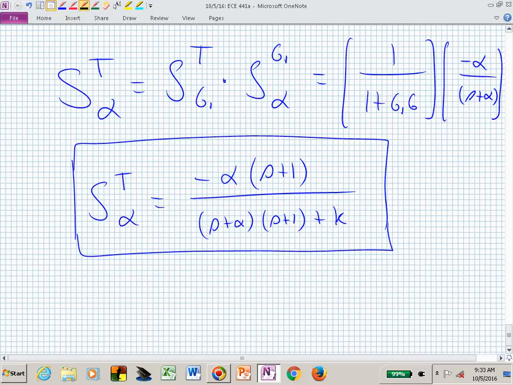But at high frequencies, where is this going? Where's this sensitivity expression going at high frequencies? Is it proper? Is it improper? Is it strictly proper as a transfer function? What's the order of the numerator? 1. What's the order of the denominator? 2. Is it proper? If it was proper, my fingers would have to be the same on both hands, right? And they aren't. This was numerator, this was denominator.